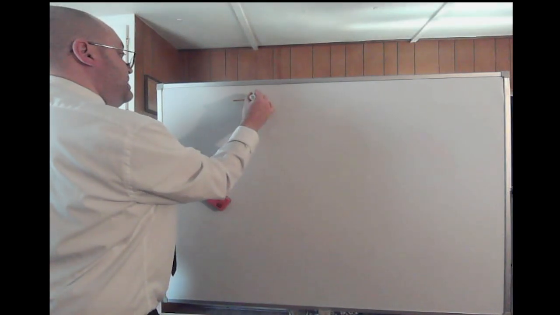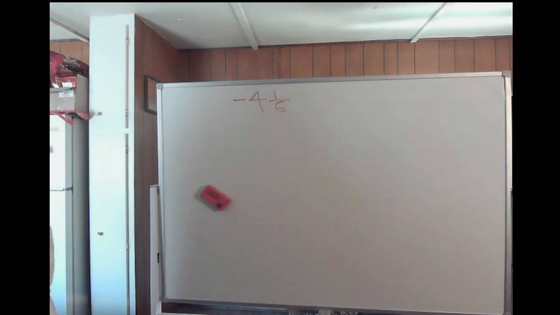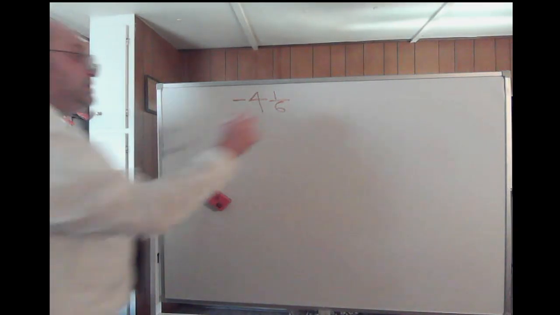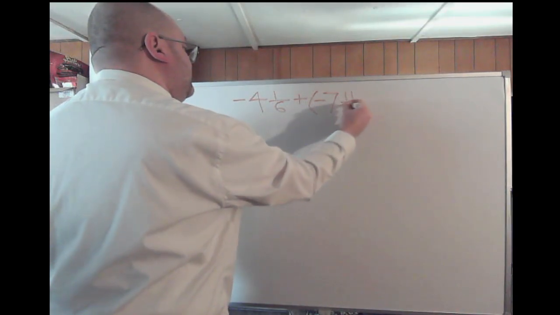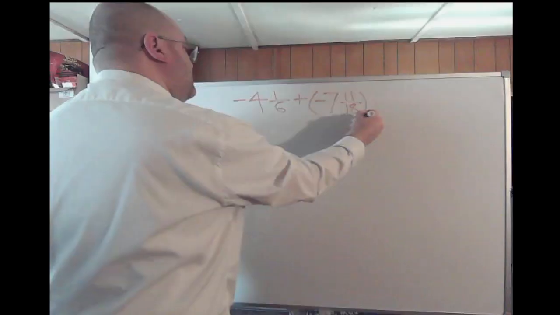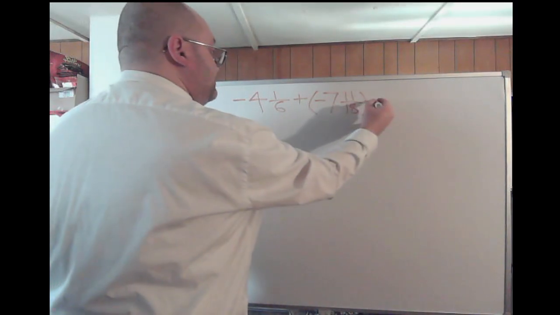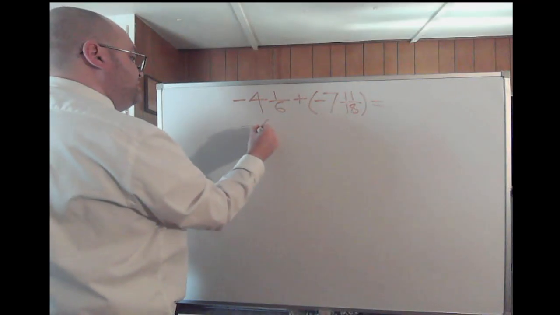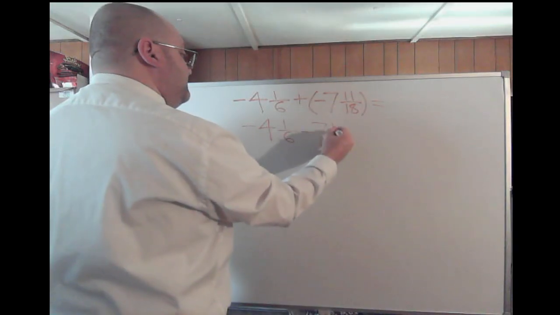Okay, what do we got? Negative 4 and 1/6 plus negative 7 and 11/18. Well, of course, let's start with that plus minus business. That's going to be minus, so it would be the same as negative 4 and 1/6 minus 7 and 11/18.